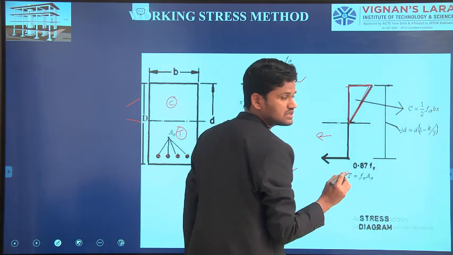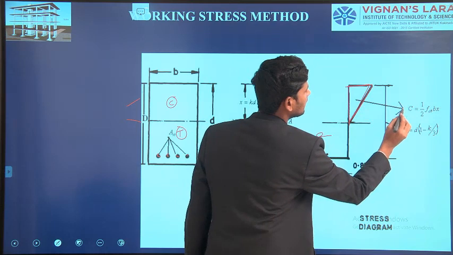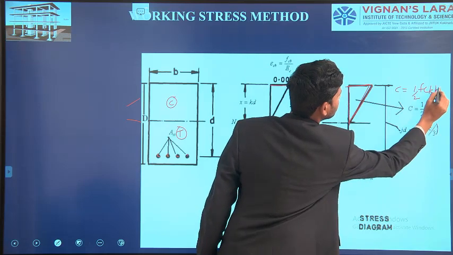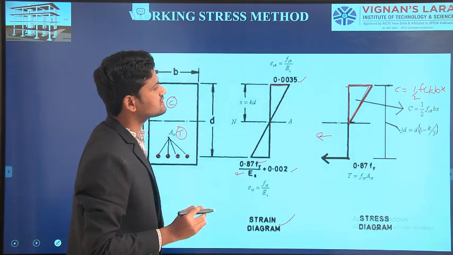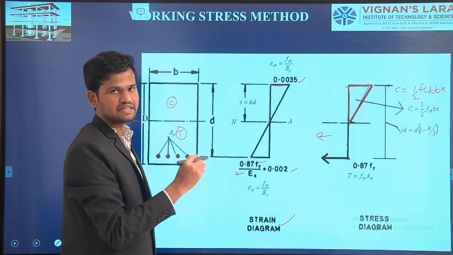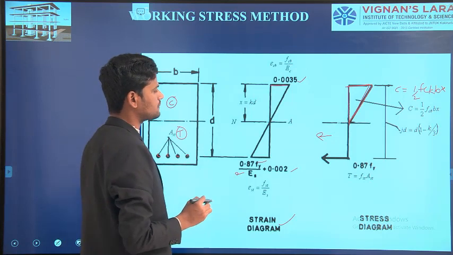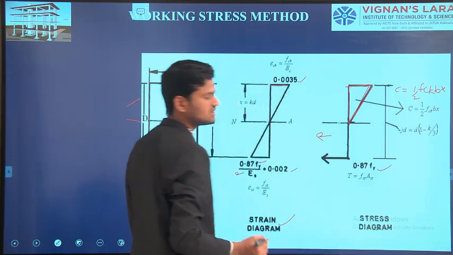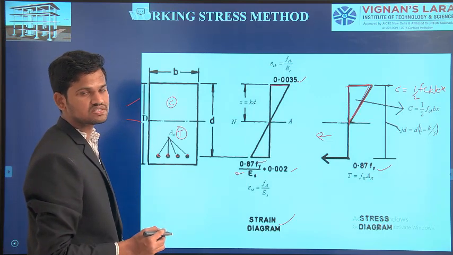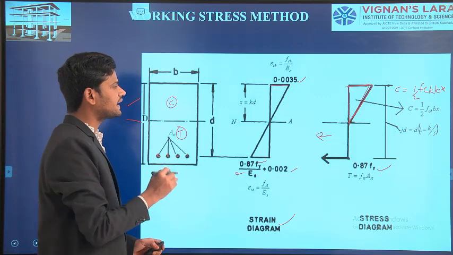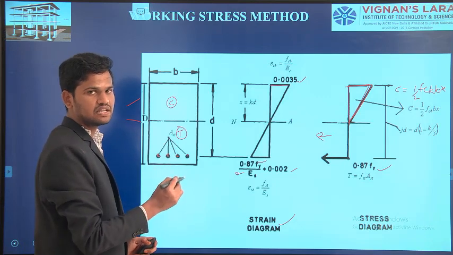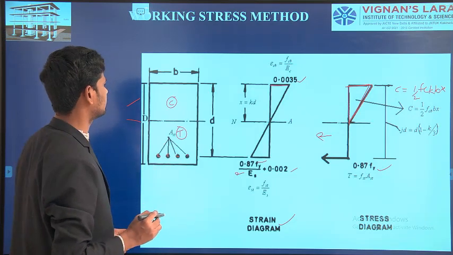This is the total compressive force acting on the concrete beam, where C equals half into fck into B x, where B is the width of the beam, fck is the characteristic strength of the concrete, and x is the depth of the neutral axis. These terms we will discuss deeply in the limit state method of collapse. Again, this is the tensile force in the steel, equal to 0.87 Fy, which we have already discussed, where Fy is the yield strength of the steel. This is the diagrammatic representation for the working stress method. The same method we will discuss in the limit state method of collapse under flexural conditions.